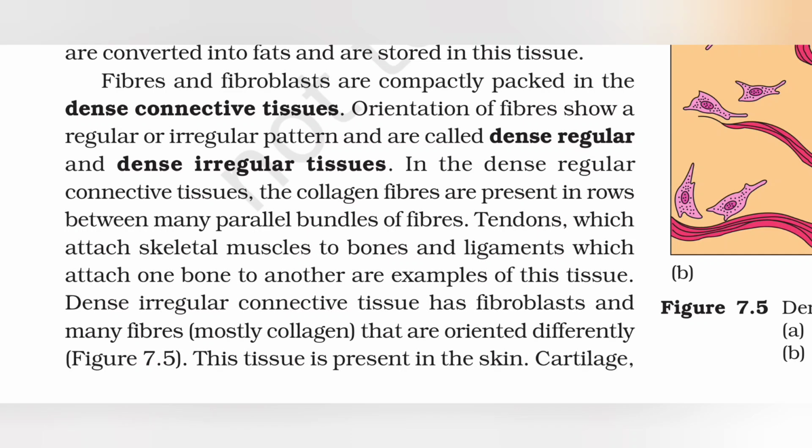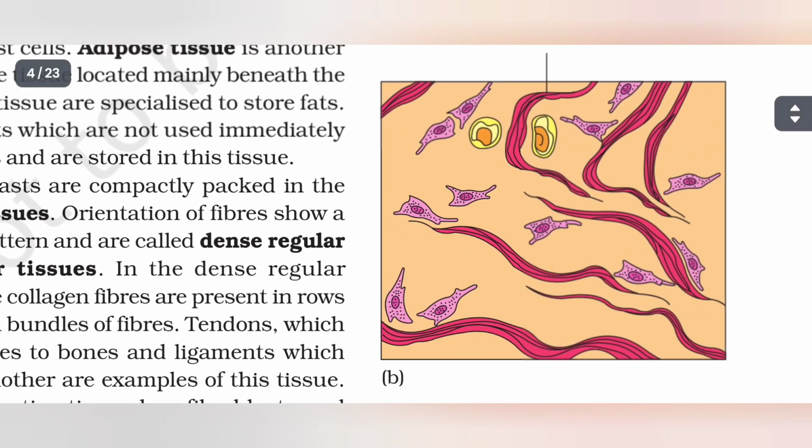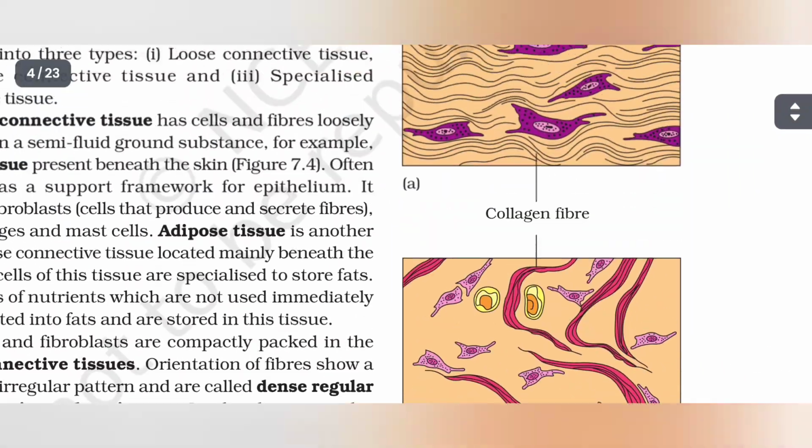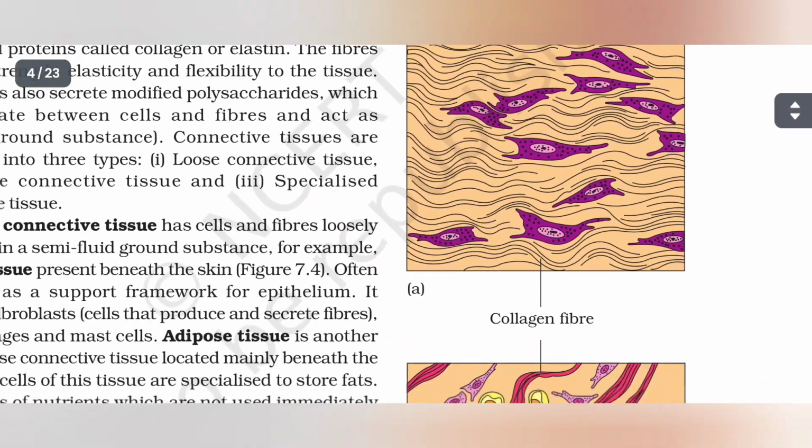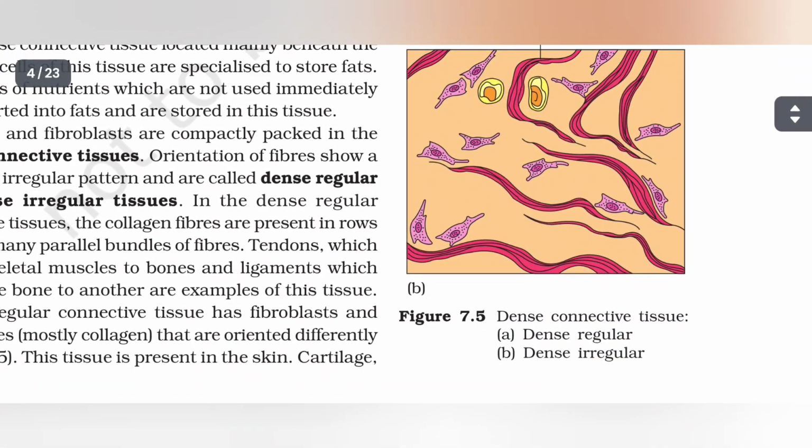Dense irregular connective tissue has fibroblasts and many fibers, mostly collagen, that are oriented differently. This tissue is present in the skin. This diagram is showing A is dense regular and second is dense irregular.